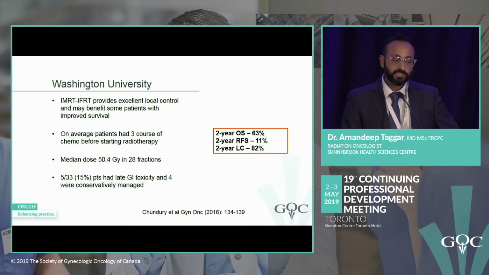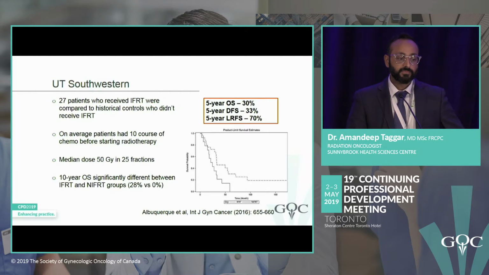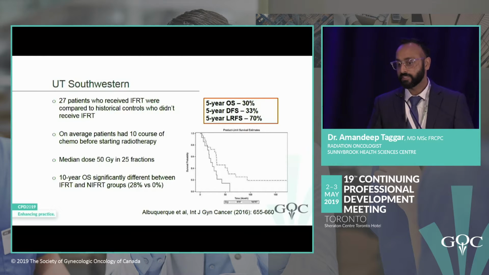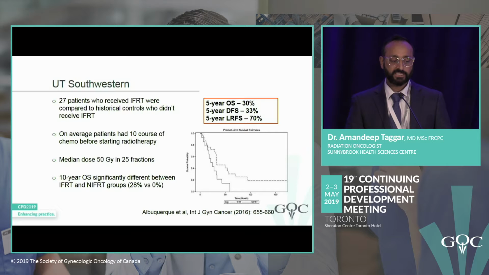Similarly, Washington University published their data. They also show that there is excellent local control, and in some patients it does provide benefit and improvement in survival. UT Southwestern has shown their data that 5-year overall survival is upwards of 30% when patients are treated with this kind of technique after they failed on average 10 courses of chemotherapy before being considered for radiation. So like I said, this was really a lost cousin who's making a comeback.